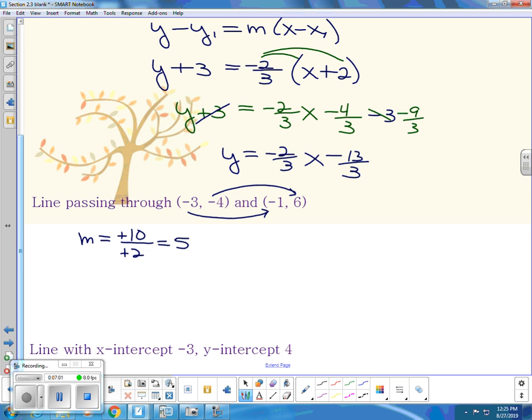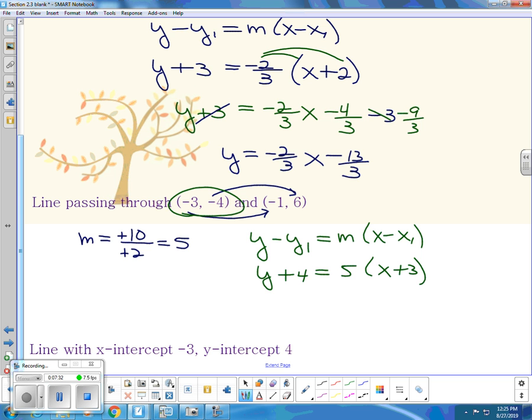Now we live in America, so we have choices. Which point do you want to use? Doesn't matter. You're going to get the same answer regardless of which point. So let's just use the first one. So y minus, go ahead and write an equation here. And again, some of you might have learned how to write an equation using slope-intercept form, and you're finding the b. And if you do that, that's fine, if you like to do it that way. You'll get the same answer regardless.